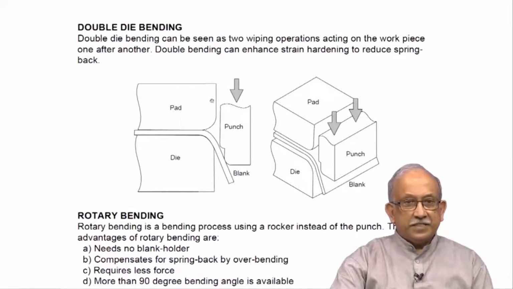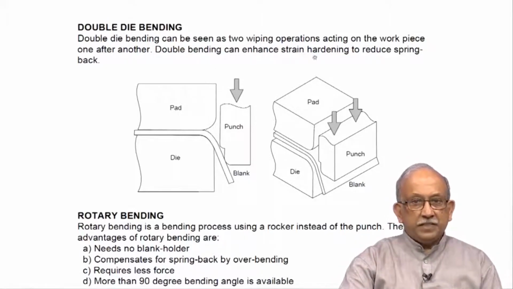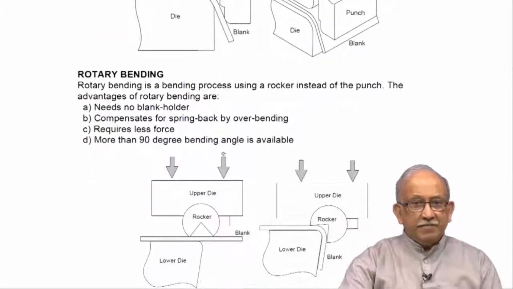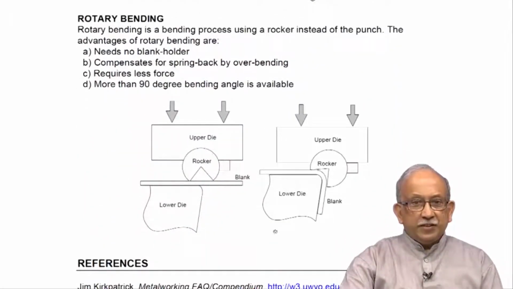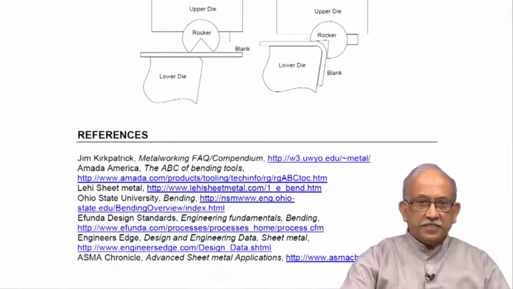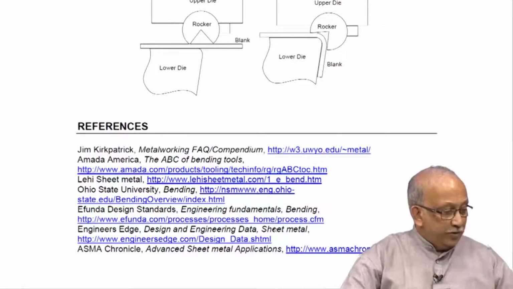other operations. Double die bending can be seen as two wiping operations acting on the workpiece one after the other. So we have something here which first makes a contact and does something, afterwards one more and it does something. Then we have all these beautiful rotary bendings. Looks good. And then a big list of references here. I suggest you look up these things.